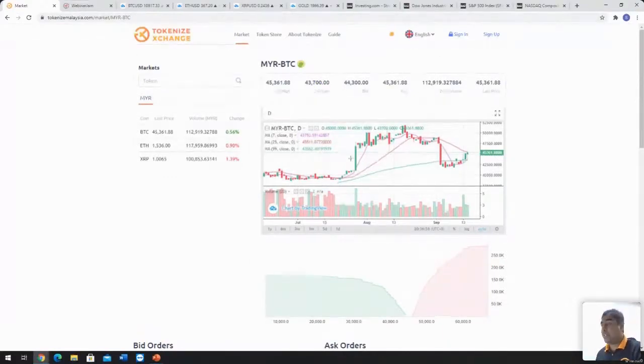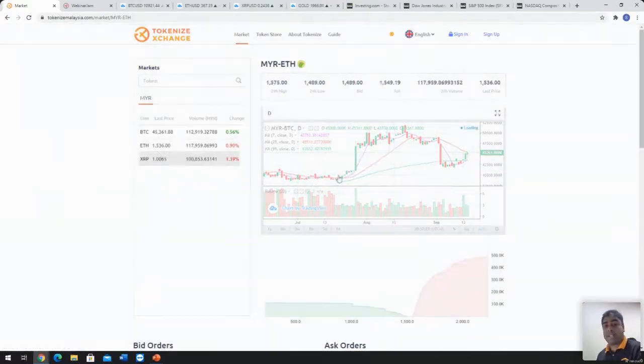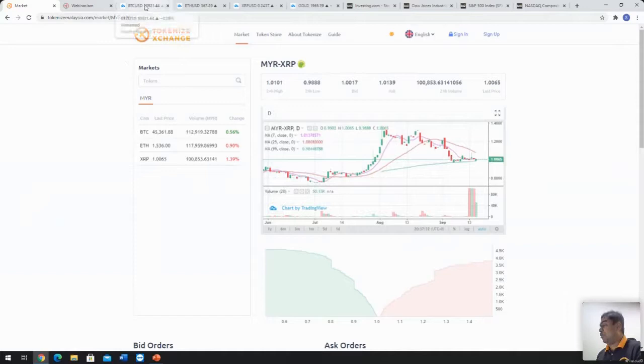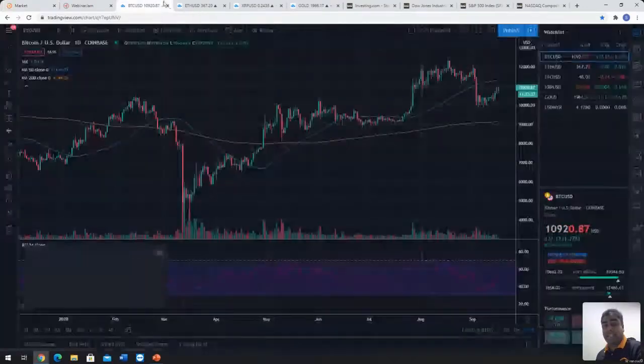What I have here is the Tokenized Malaysia platform. You can see we have Bitcoin here, Ethereum here, and Ripple here. This is what I've been saying, XRP, which is part of Ripple. You can see the price has been very volatile for the past 2 months. Even Bitcoin has been moving up and down, and Ethereum as well as Ripple. Okay, so let's move on to the digital asset price update.